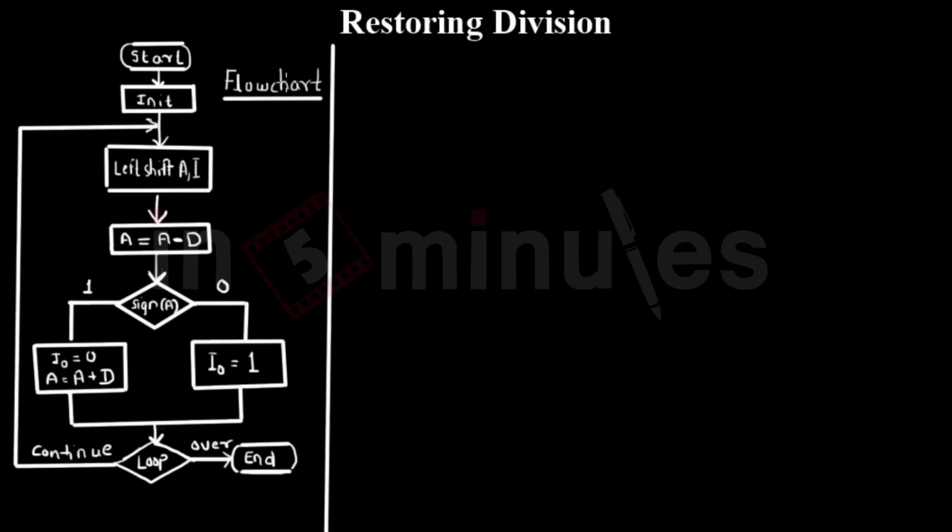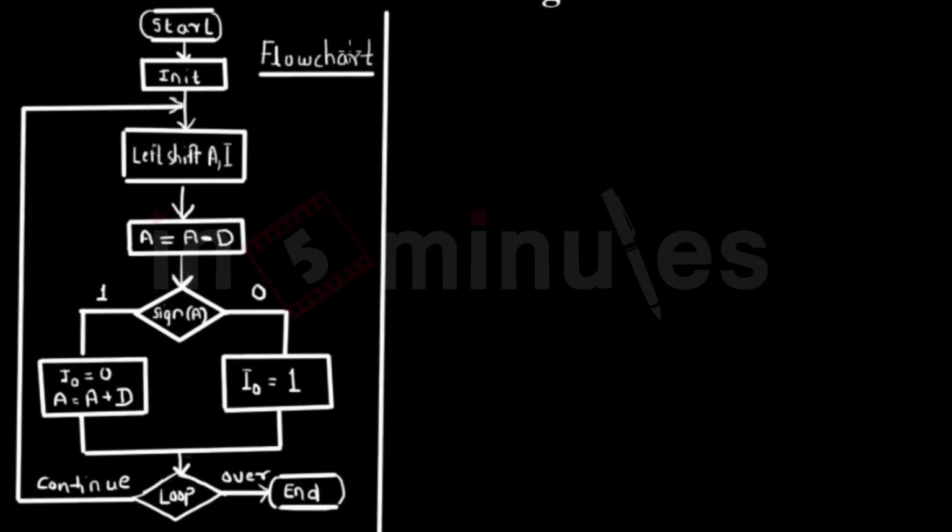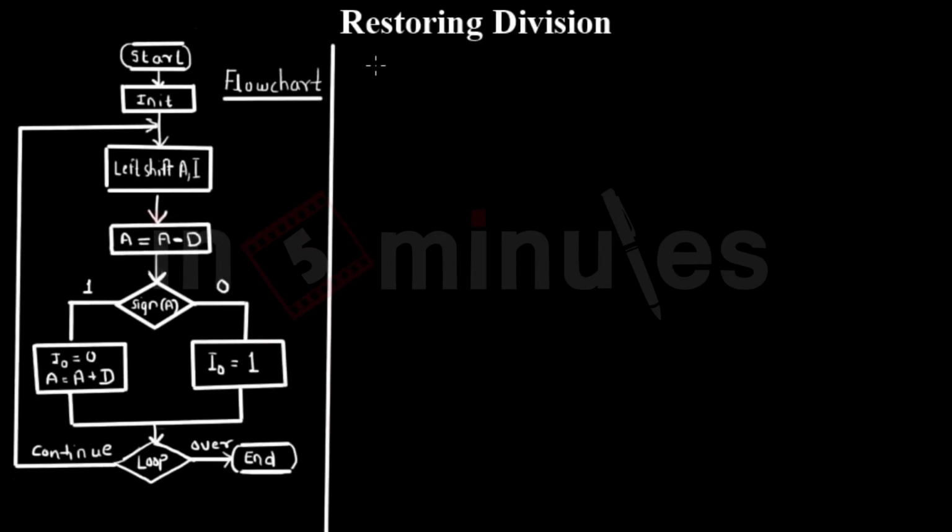Okay, now you can see the flowchart for restoring division on the left hand side of the screen. I hope you have understood the operations that are performed between each iteration. Now let's take one example to understand it better. Let's take an example 111 divided by 10, that is 7 divided by 2.